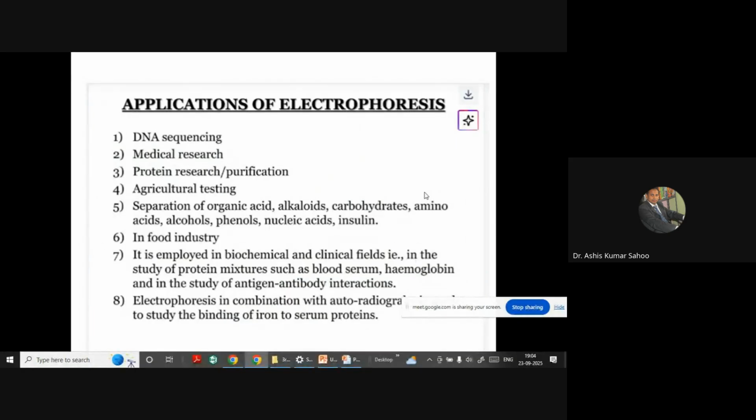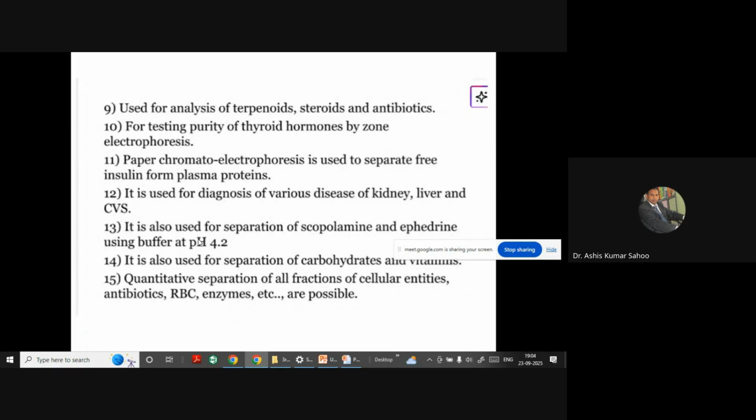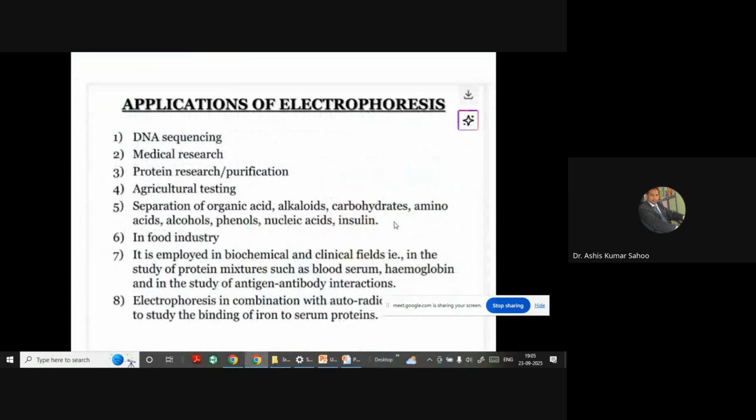Electrophoresis in combination with autoradiography is used for analysis of terpenes, steroids, antibodies, and for testing the purity of thyroid hormones. Joined with paper chromatography, it is used to separate free insulin from plasma protein. Also, it is used for diagnosis of various diseases like kidney, liver, and central nervous system disorders. It is used for separation in carbohydrate metabolism studies. So we have many different applications of it.